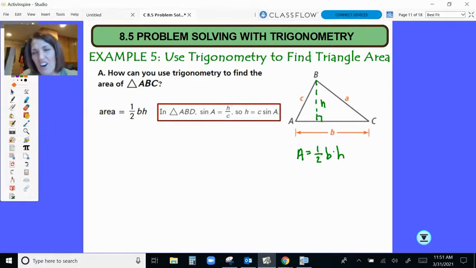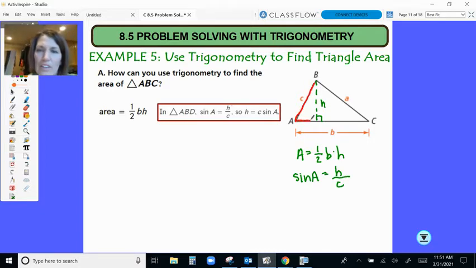Also, I know that the sine of A is h over c, my opposite over my hypotenuse of this triangle. I'm going to write that in this triangle right here. In that right triangle, the sine of A would be h over c. If I multiply c on both sides, I get h equals c times sine of A.